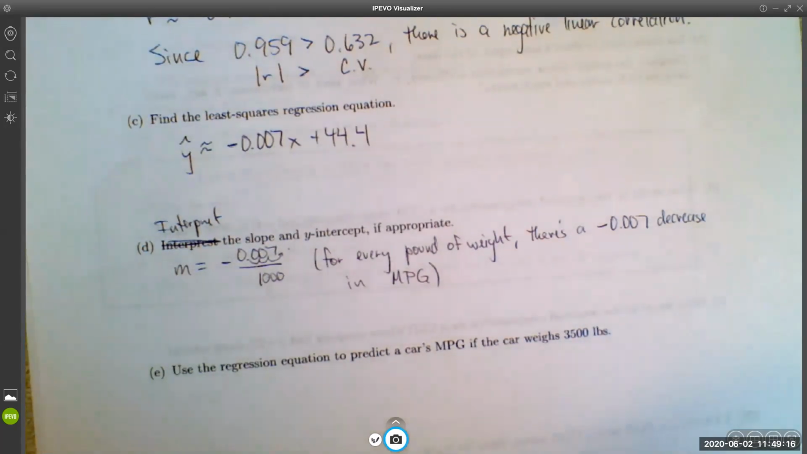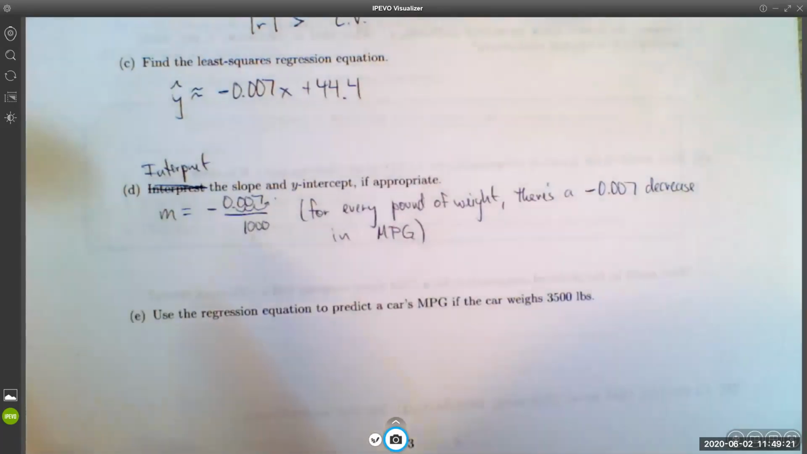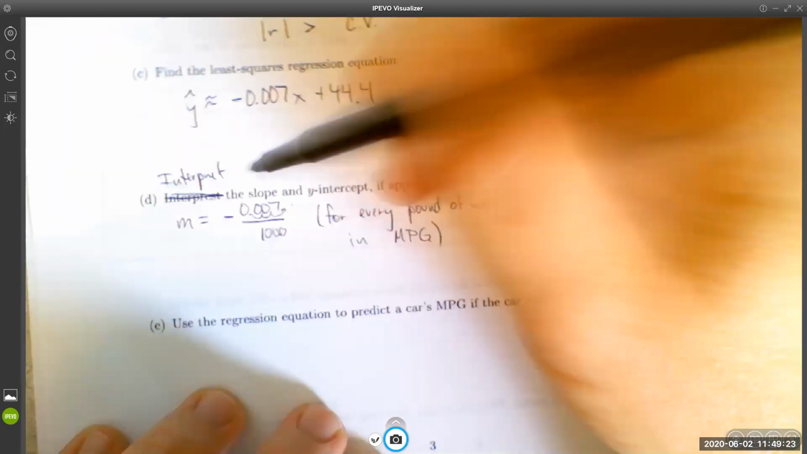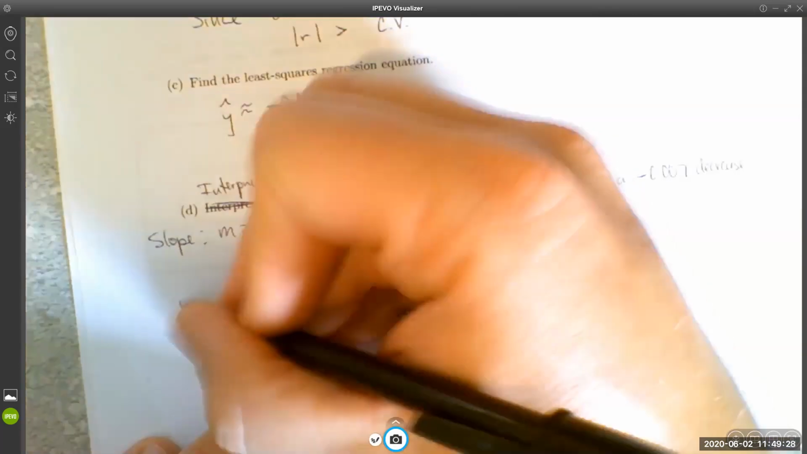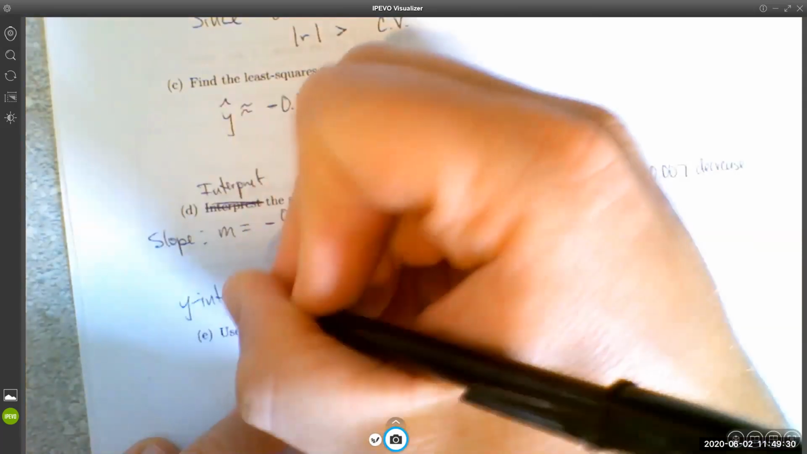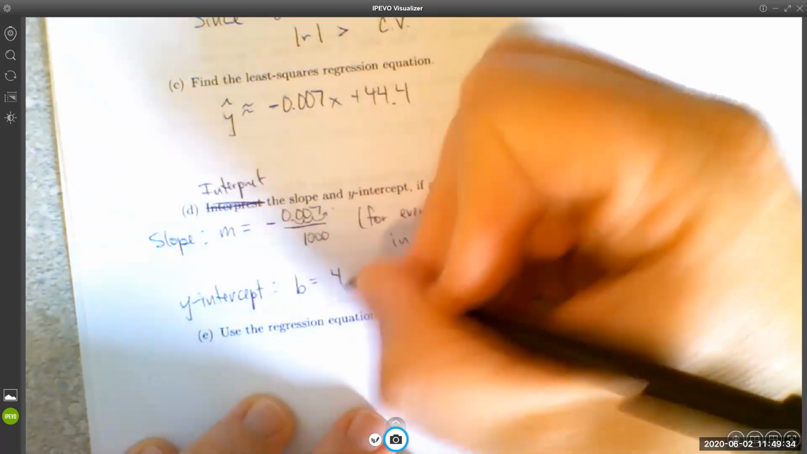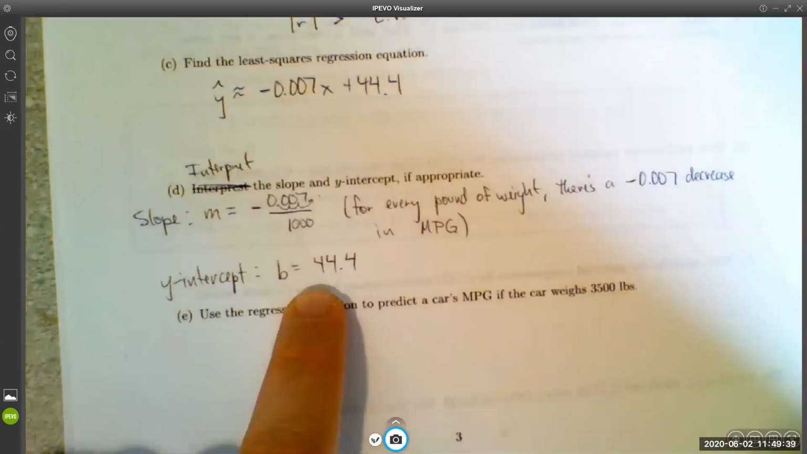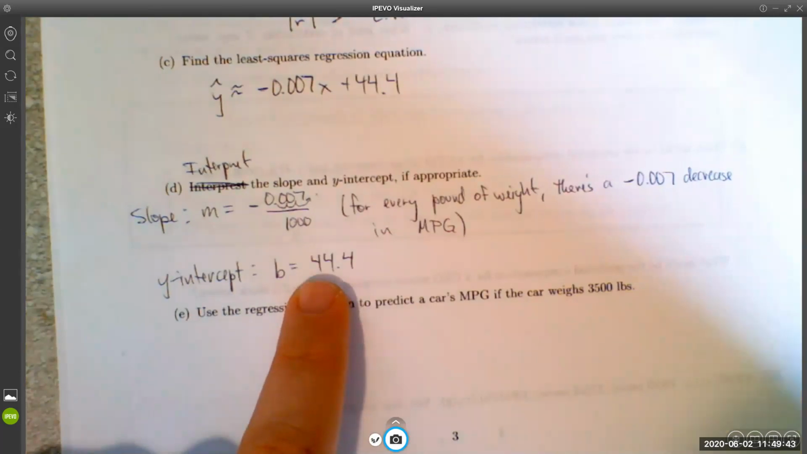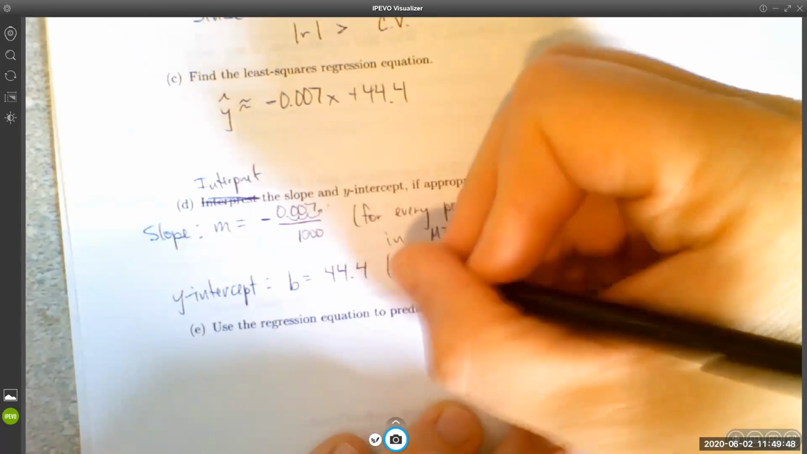Okay. And that's the slope, right? What about the y-intercept? Well, the y-intercept, b equals 44.4. So that means that if a car weighs 0 pounds, then it would get 44 miles per gallon. That's pretty meaningless, right? So not appropriate.